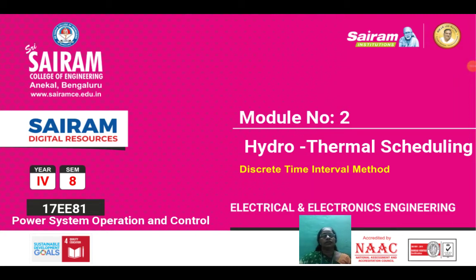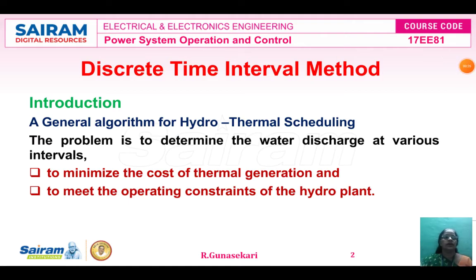Now I give a lecture on the discrete time interval method for hydrothermal scheduling. This is one of the algorithms of hydrothermal scheduling. It is called a general algorithm for hydrothermal scheduling. First, we study the introduction to the discrete time interval method. Already I told you this is nothing but the general algorithm for hydrothermal scheduling.